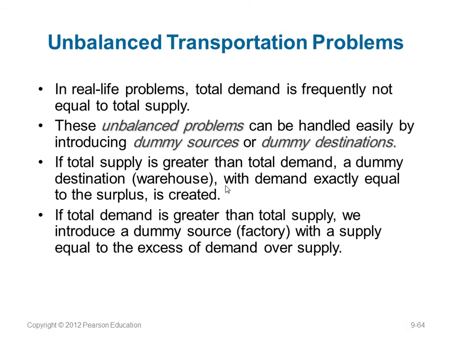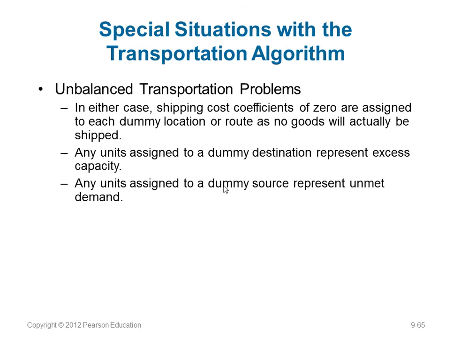You can have what is called an unbalanced transportation problem. Meaning here, the total demand is not equal to the total supply. In this case, you need to add what is called dummy sources or dummy destinations. If the supply is greater than the demand, then a dummy destination can be added. If the demand is greater than the supply, then you can add a dummy source. For these dummy sources or dummy destinations, we will assign the cost factor Cij as 0, because it can never be shipped or used.